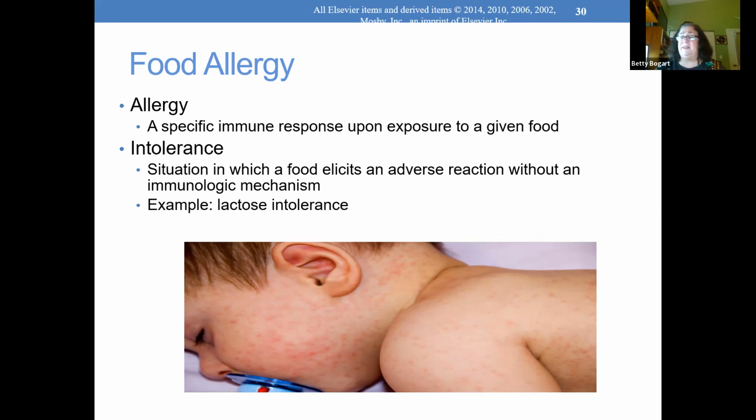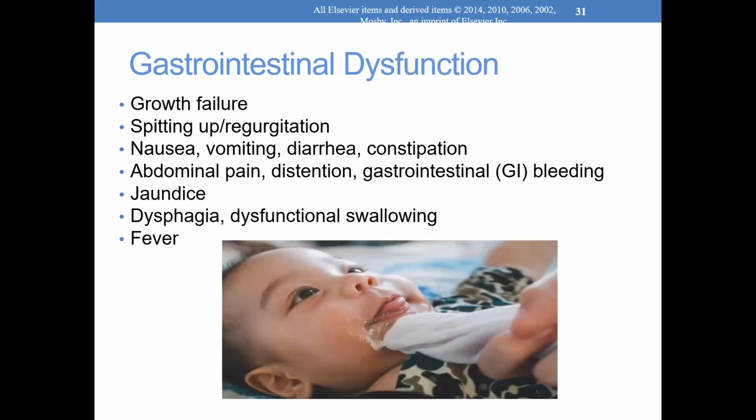Lactose intolerance, we'll see vomiting, we'll see diarrhea, we'll see constipation. All of these things are clues something's wrong. This child's having an allergy. So in GI, there's some things that can occur. Again, we're spitting up, we're not getting all of our nutrition, so growth failure. No nutrition, cognition and growth are going to be delayed. You'll see that with spitting up, nausea, vomiting, diarrhea, constipation.